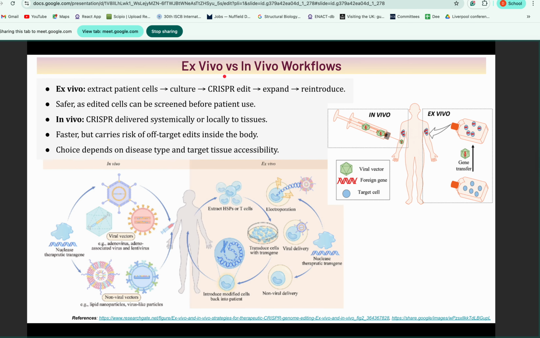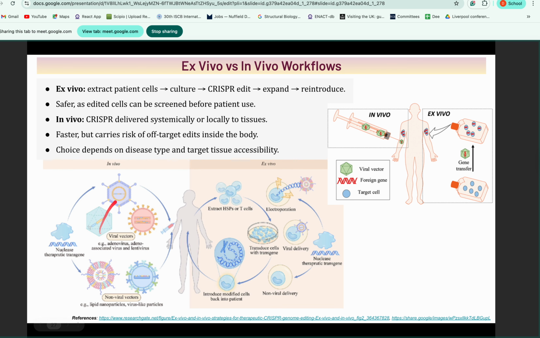Now we have shown the difference between ex vivo and in vivo workflows. In ex vivo, we extract the patient cells, culture them, CRISPR edit, expand and reintroduce. So this is the ex vivo system where we change things externally and then insert the corrected cells. It is safer as edited cells can be screened before the patient's use. In in vivo, we deliver the CRISPR system locally to the tissues. This is faster, but it carries the risk of off-target edits inside the body. The choice depends on the disease type and target tissue accessibility, that is, how easily we can access that particular target tissue. So here is an example of in vivo, and here is an example of an ex vivo workflow.